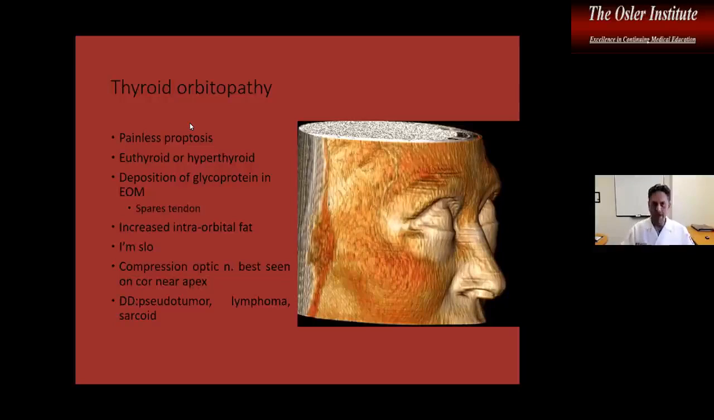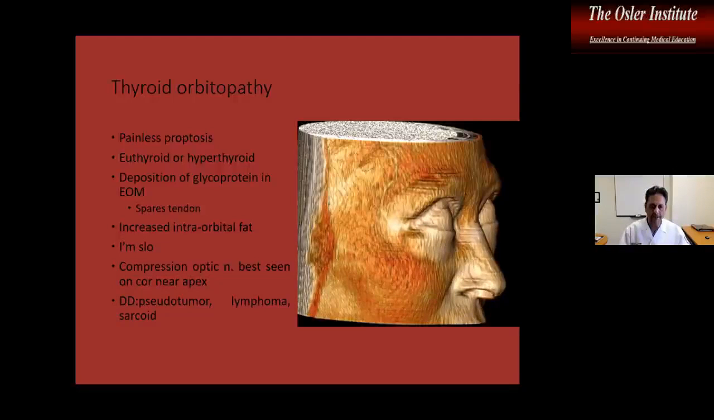So let's speak about thyroid orbitopathy. It can cause painless proptosis. It can also cause painful proptosis if you have inflammation. You can be euthyroid, hyperthyroid, or hypothyroid as well, especially if you've had your thyroid removed because of previous hyperthyroidism. And it essentially involves deposition of glycoprotein in the extraocular muscles, but which spares the tendon.